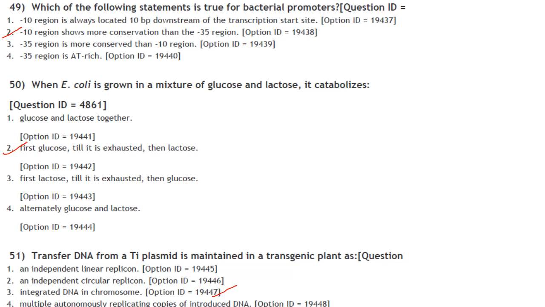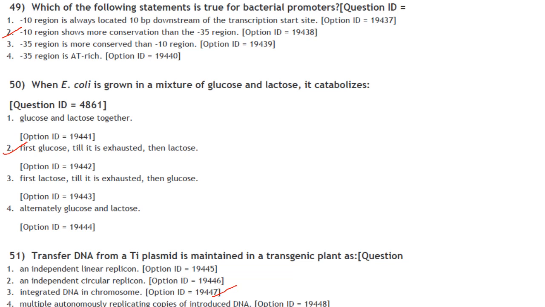Then next one. When E. coli is grown in a mixture of glucose and lactose, it catabolizes. So it will first utilize glucose. E. coli has more preference for glucose than lactose. So it will first utilize glucose until it is exhausted, then lactose. So the answer here is option 2. That is first glucose till it is exhausted, then lactose.